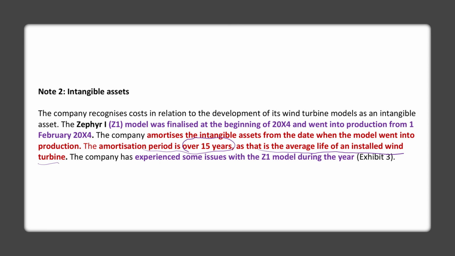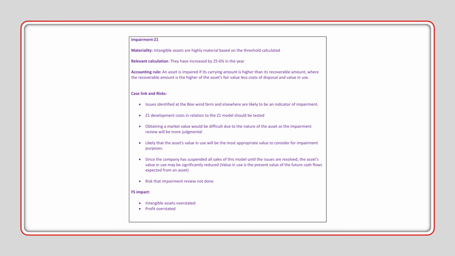Now, that doesn't make sense to me at all. So it's once you've installed it, why are you using that useful life? So I'm going to talk about the amortization period being a risk or a problem. And then we already know that with this intangible asset, there have been some problems. So I'm now concerned about this being impaired. So I'm going to talk about two different aspects now. Let's start off with the impairment part.